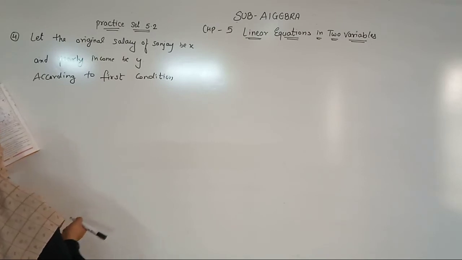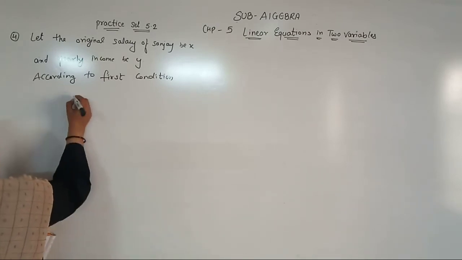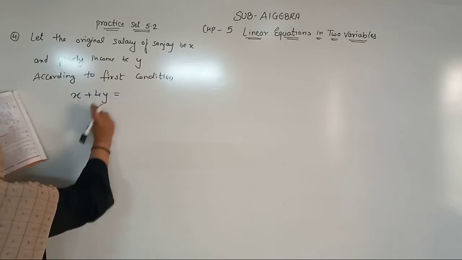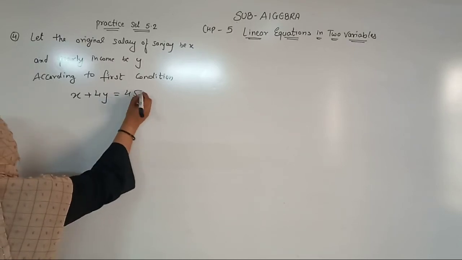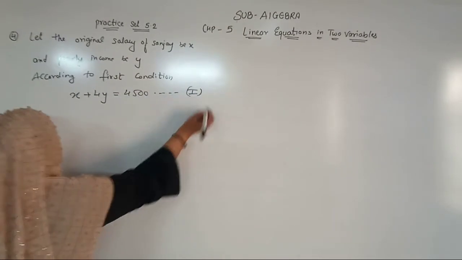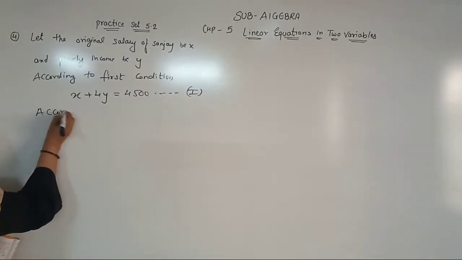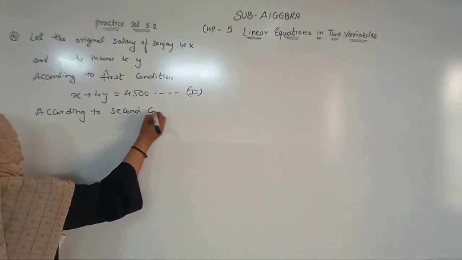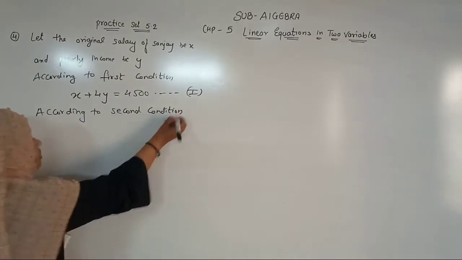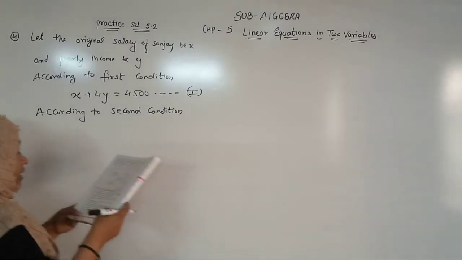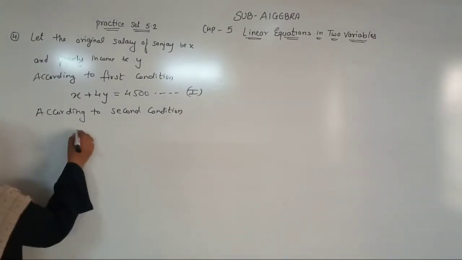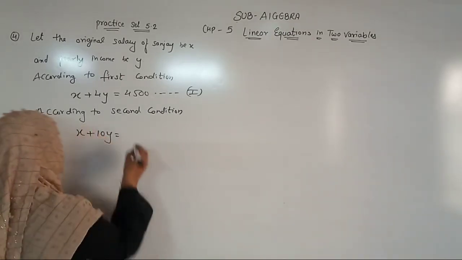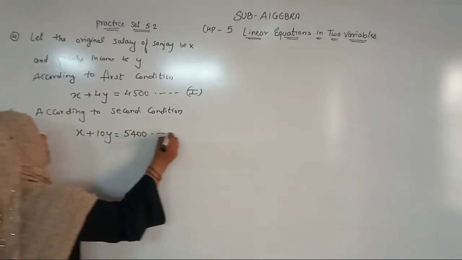After 4 years his salary is 4,500. So salary X plus yearly increment for 4 years means 4y equals 4,500. That is my first equation. Now I will go for my second condition. According to the second condition, students, after 10 years, the salary is X and 10 years means 10y equals 5,400. So that is my equation number 2.